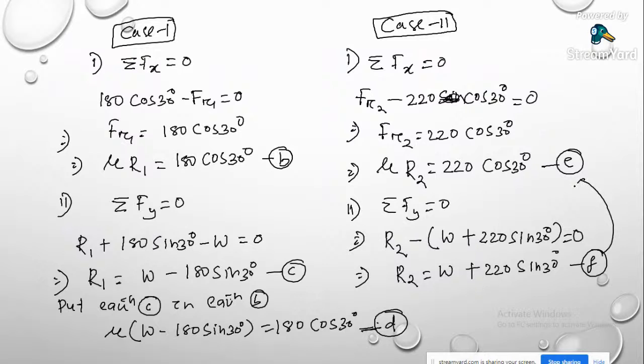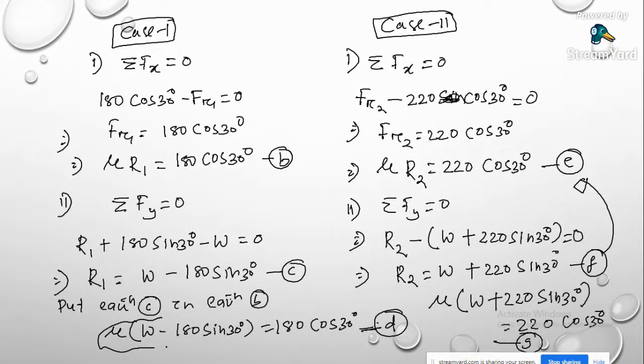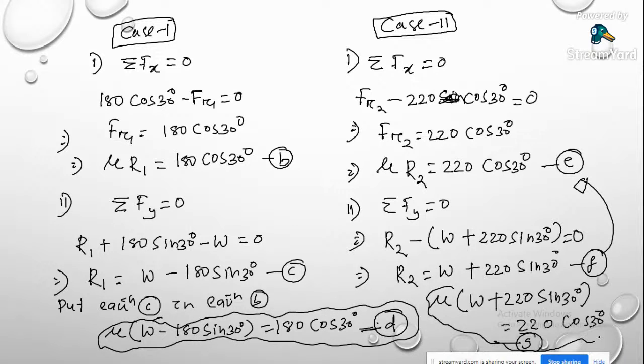Now put this equation F in equation E. So how much are we getting? That is mu into W plus 220 sin 30 degree will be equal to 220 cos 30 degree. This is equation G. Now can you solve these two equations? There are two unknowns, mu and W, and two equations. If you solve these two equations, you will get the mu value and the W value.